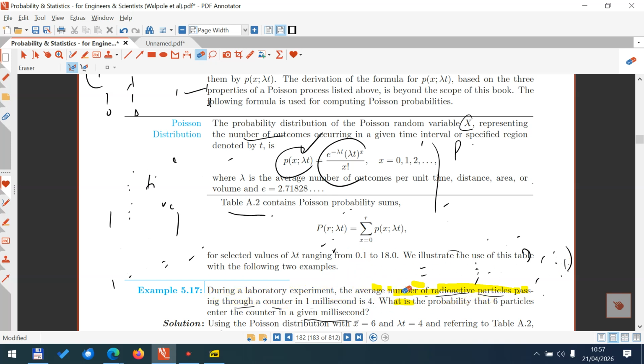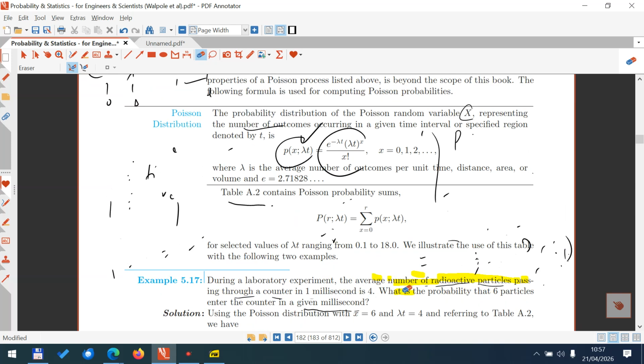Okay. Let's change this last part. Instead of given millisecond, let's replace this with 3 milliseconds. So now what will you do? What is lambda and what is mu in this case?